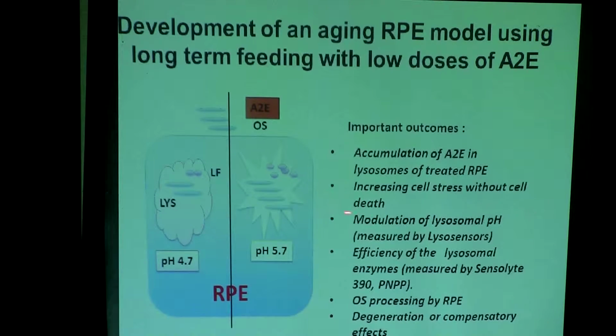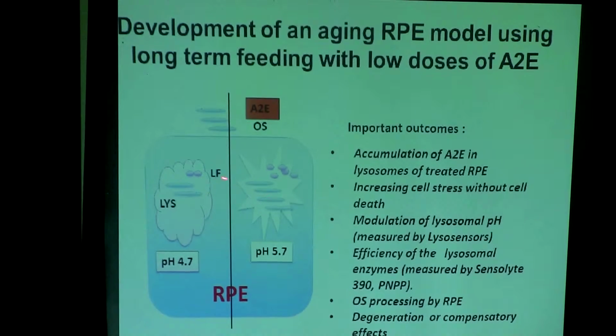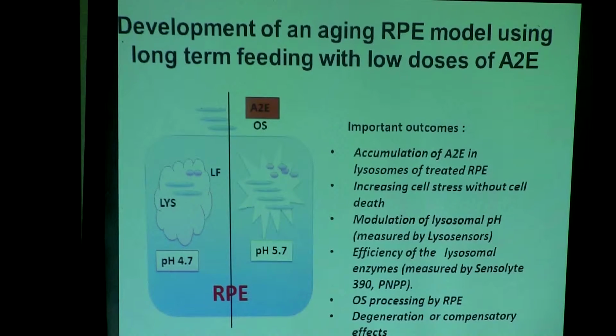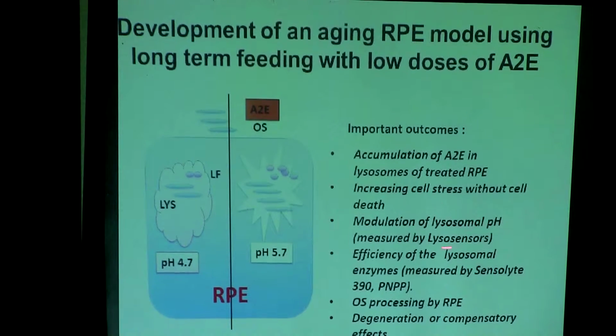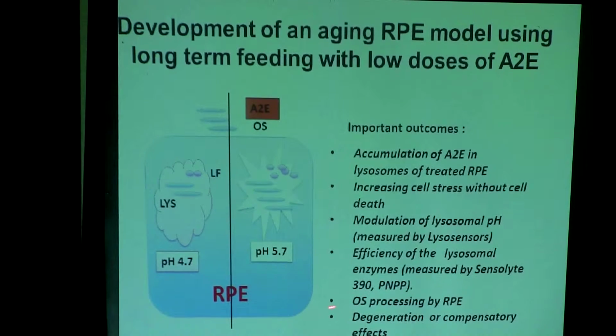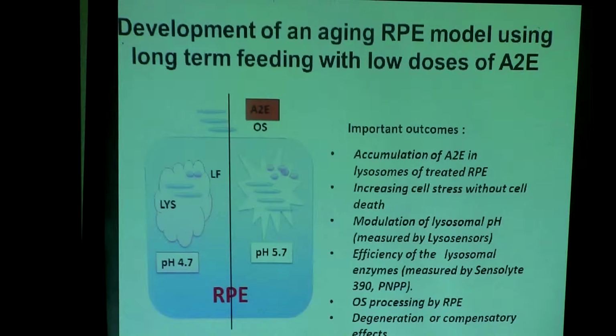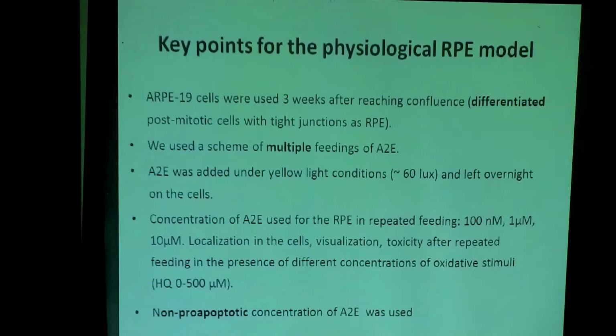So it's very important for us to distinguish between apoptotic effects of A2E, because at high concentration it just works as poison. And most probably that's what's happening in Stargardt, but not in AMD, because we all accumulate a lot of A2E with age, and not all of us develop AMD. So we don't want to look at the poisonous effect of A2E. So with modulation of lysosomal pH, would we see it? Efficiency of lysosomal enzymes, outer segment processing, and what will we see, degeneration of cells or compensatory effects?